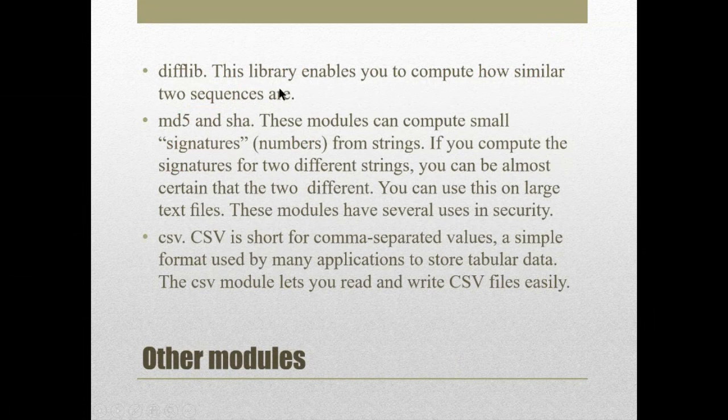And there's other modules. difflib allows you to compare how similar two sequences are. You have the MD5 and SHA libraries that allow you to calculate a hash on a file, and that can be used to determine if two files are the same file. CSV is short for comma separated values. It can be used to read tabular data from a file.